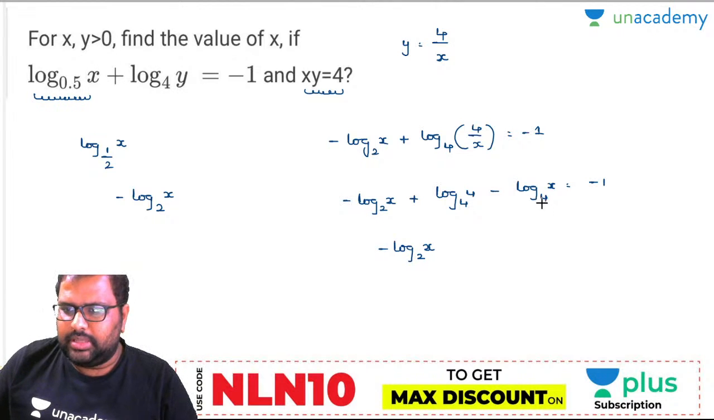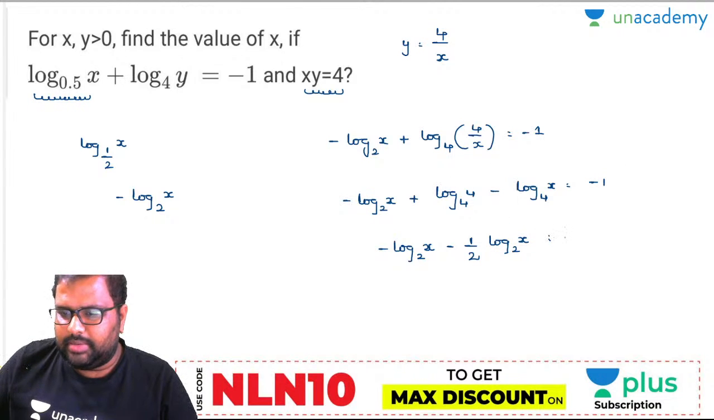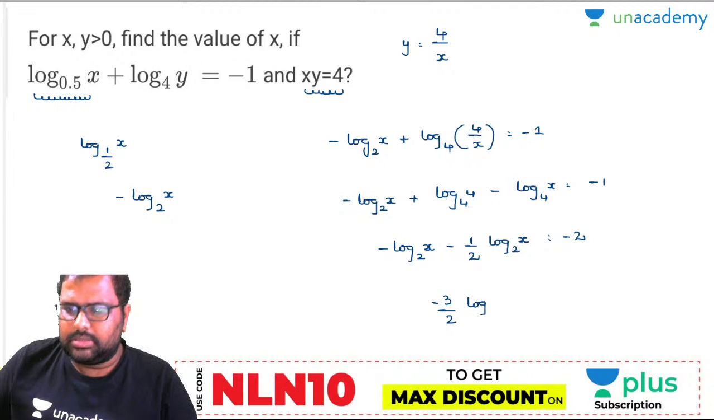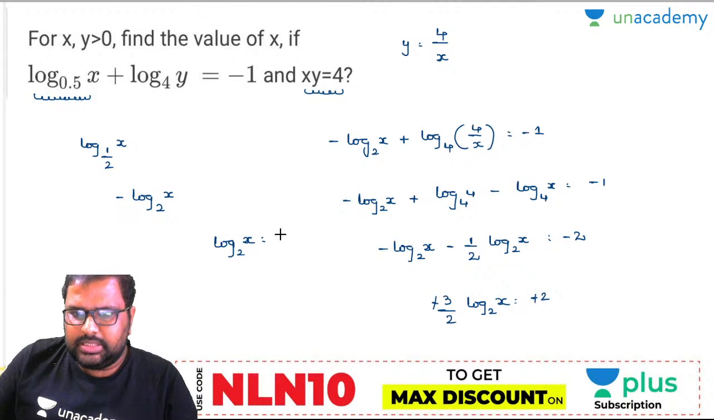Now closely observe, 4 can be written as 2 square and it becomes 1 by 2. Am I right or wrong? Minus 1 by 2 log base 2 of x. And this 1 goes to the right hand side, it will become minus 2. So this entire thing will become minus 3 by 2 log base 2 of x, which is equal to minus 2, and both will get cancelled. So at last the equation will become log base 2 of x is equal to how much? Is it 4 by 3? Yes, it is 4 by 3.